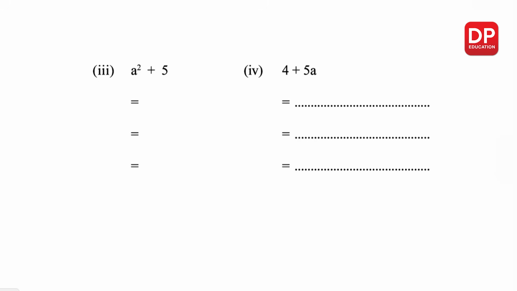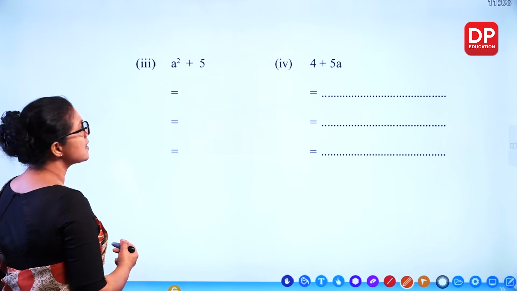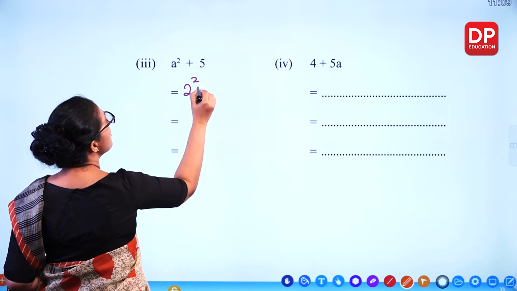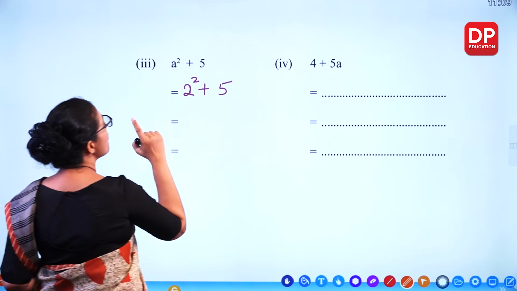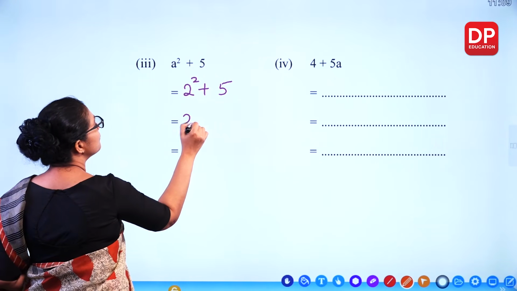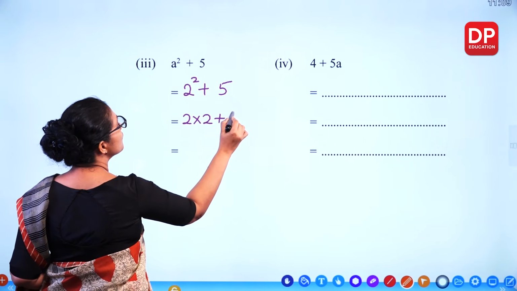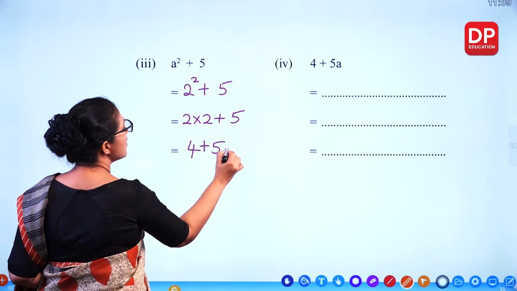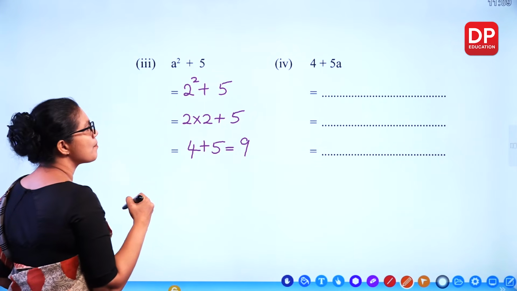A squared plus 5. So a equals 2. 2 squared plus 5. What's 2 squared? 2 times 2. So what's 2 times 2? 4. 4 plus 5, you get 9.